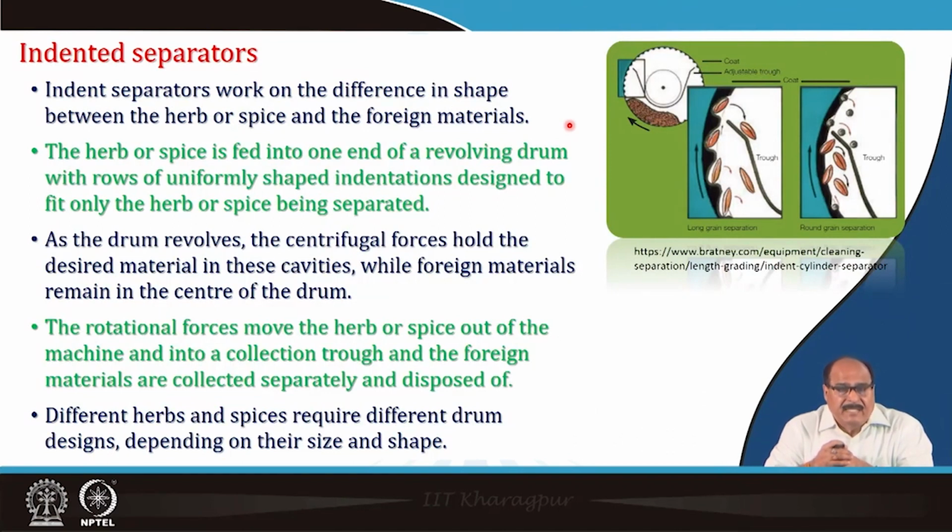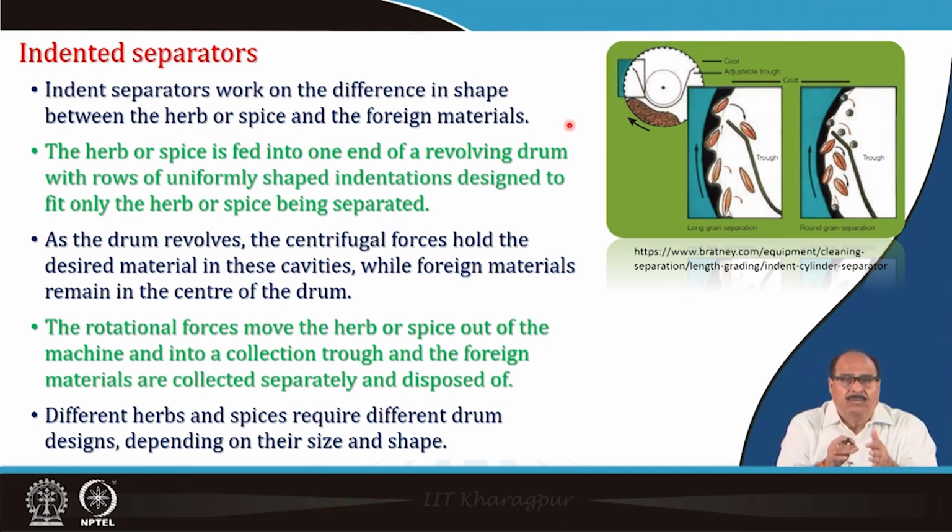Then indented separators. The indented separators work on the difference in shape between the herbs or spice and the foreign materials. The herb or spice is fed into one end of a revolving drum with rows of uniformly shaped indents designed to fit only the herb or spice being separated. As the drum revolves, the centrifugal forces hold the desired material in these cavities, while foreign materials return to the center of the drum.